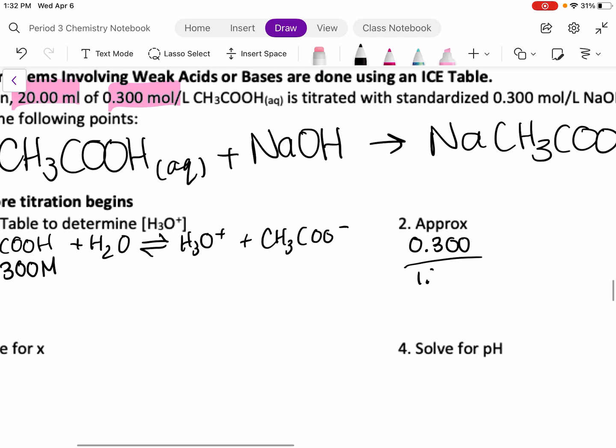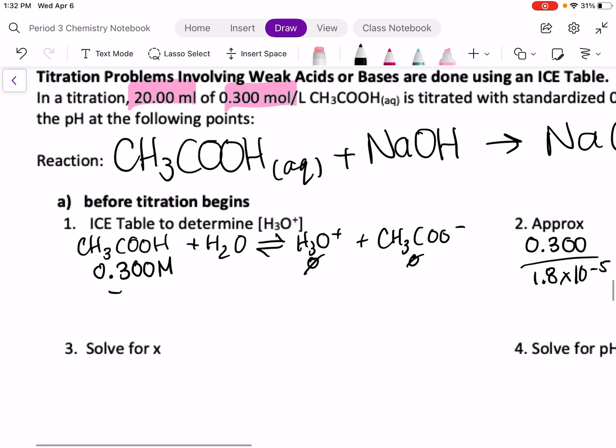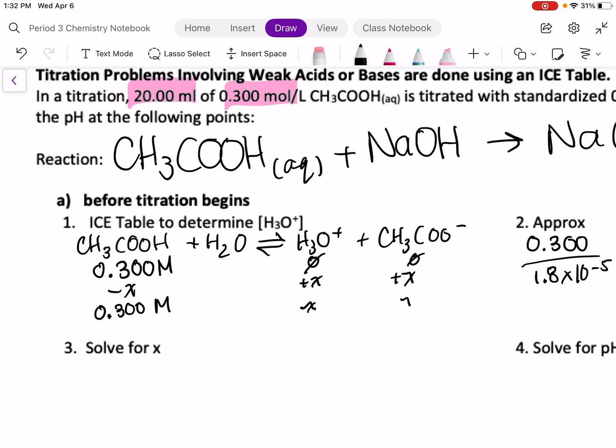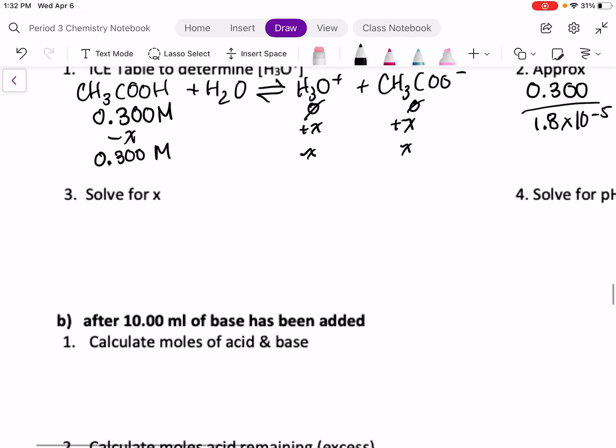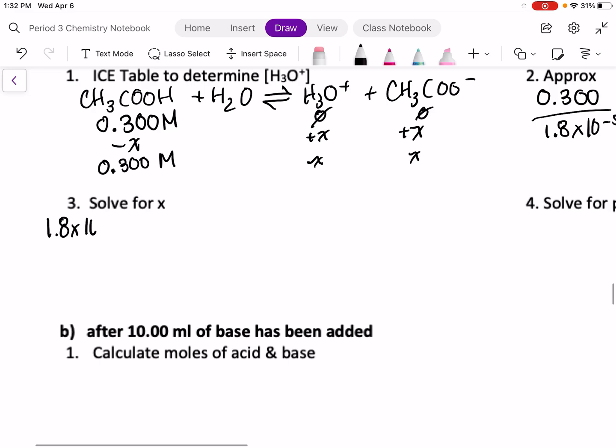If we divide this by 1.8 times 10 to the negative 5, which is the Ka of acetic acid, it is greater than 500. So we know that we're going to have minus x, and this will be 0.3. We're going to be plus x here, and it will just be x. To solve for x, we would take 1.8 times 10 to the negative 5, which is the Ka of acetic acid, is equal to x squared over 0.300. This gives us an x value of 2.3 times 10 to the negative 3.